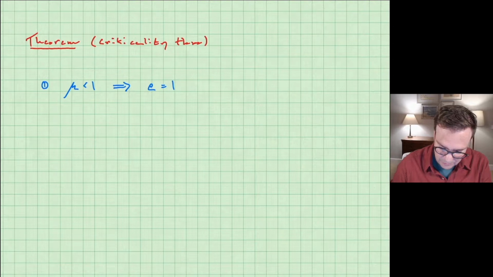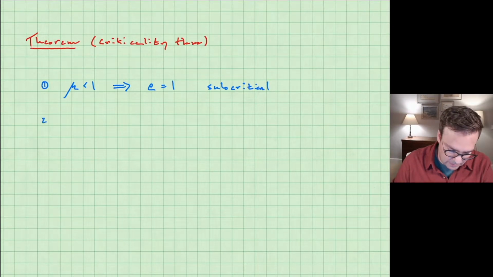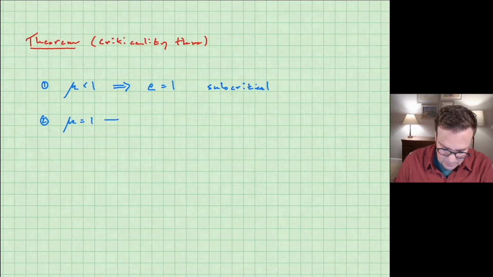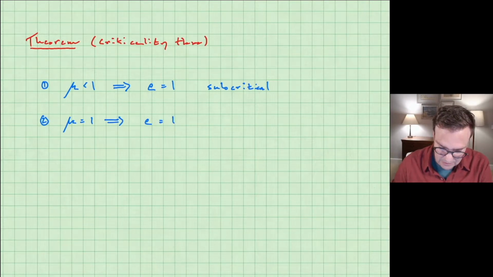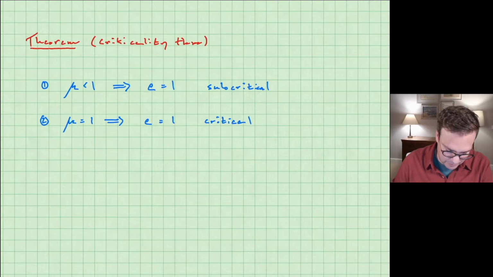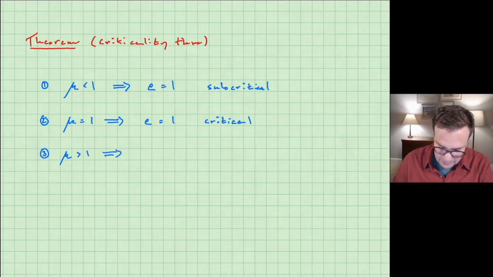Right? And so this is called subcritical. And the second part says that if mu is equal to 1, then the extinction probability is also 1. So everybody's going extinct. This is called critical. We saw this name before, I think. And the third part, I think this is the one we didn't name before, but we probably should have. It's if mu is greater than 1, that's called supercritical. Then we can conclude that the extinction probability is less than 1.